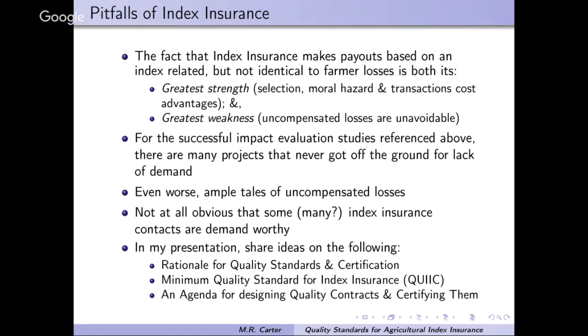So the first point I want to make here is that, as I've stressed, the great strength of index insurance is that it's based on an index related to but not identical to farmer losses. That's what makes the whole operation feasible to do. But it's also its greatest weakness, because given that the index will never be perfectly related to farmer losses, that raises the possibility and the reality that the farmer can have uncompensated losses. That's simply part of the problem.